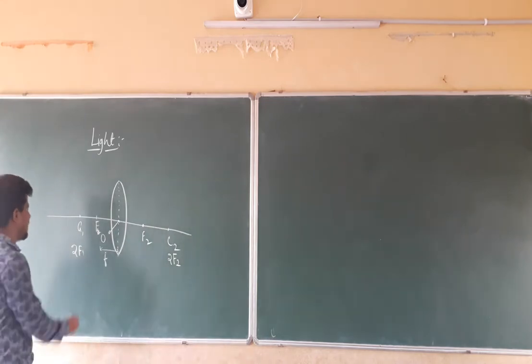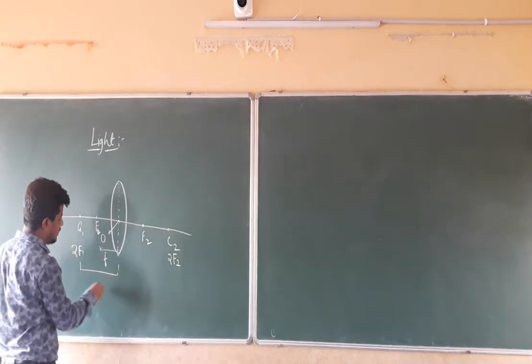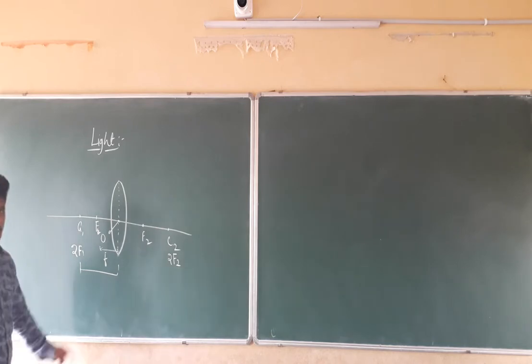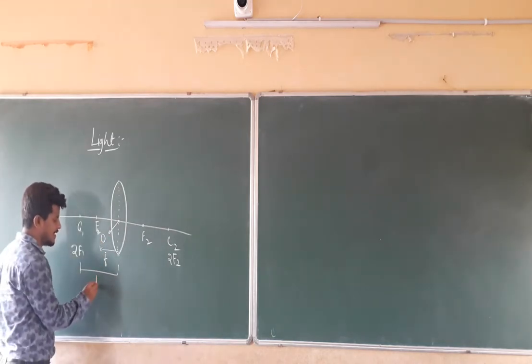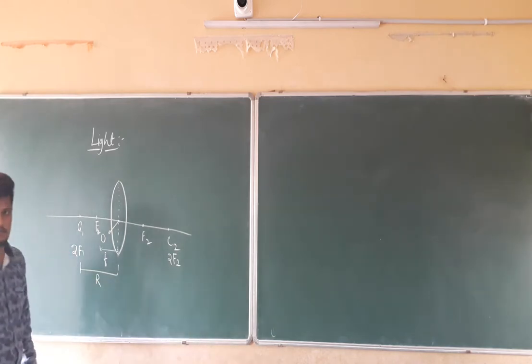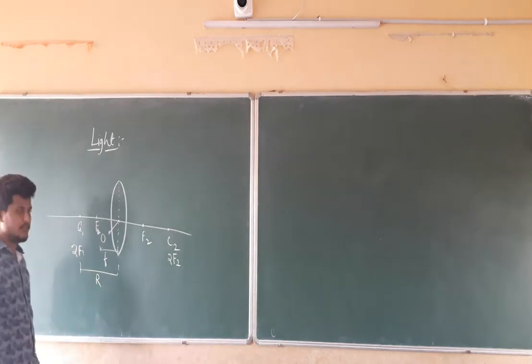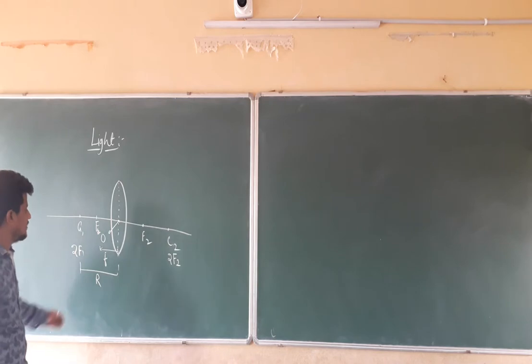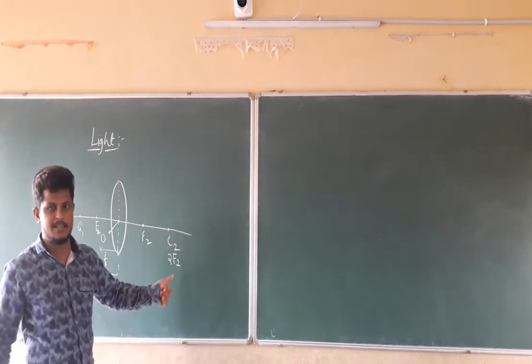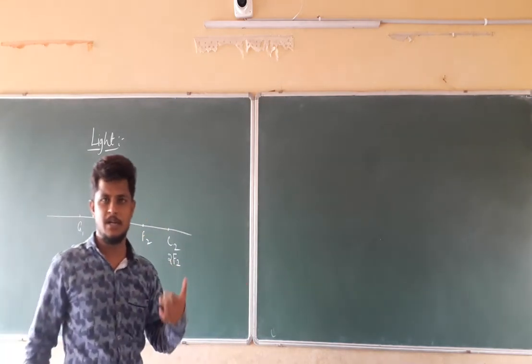In the same manner, the distance between the center of curvature and the optical center is the radius of curvature, which can be denoted as R. These are the terms which we discussed in the previous class for the mirror.